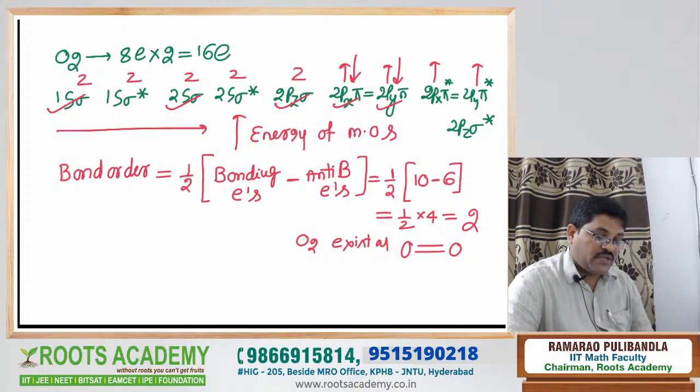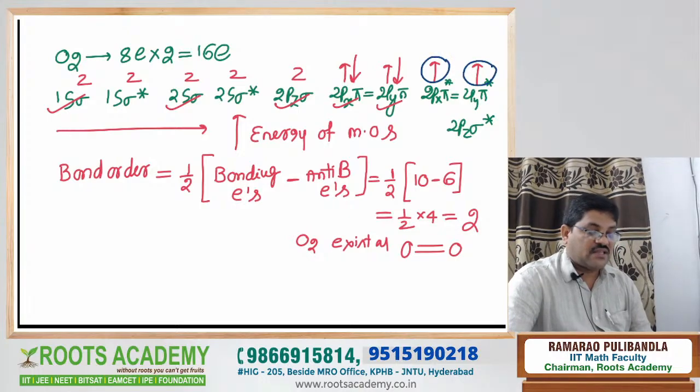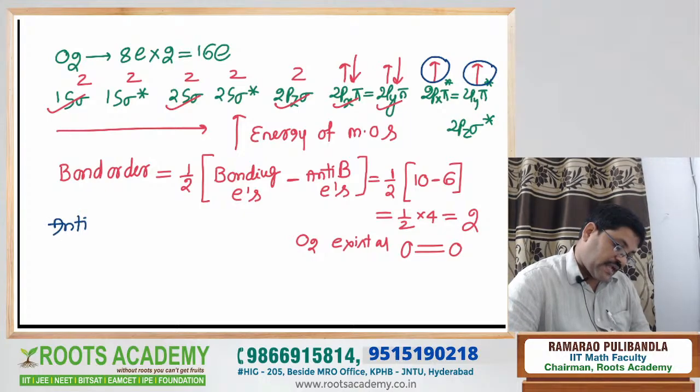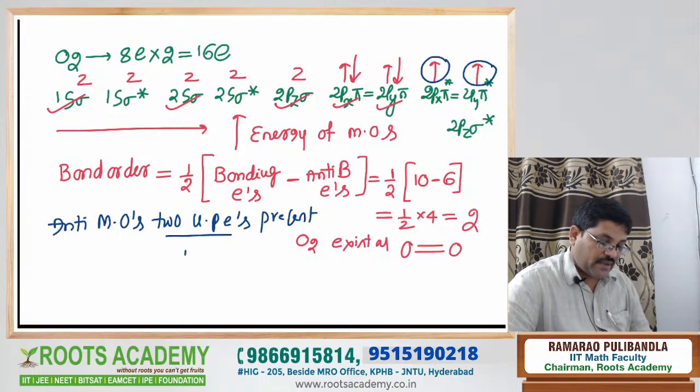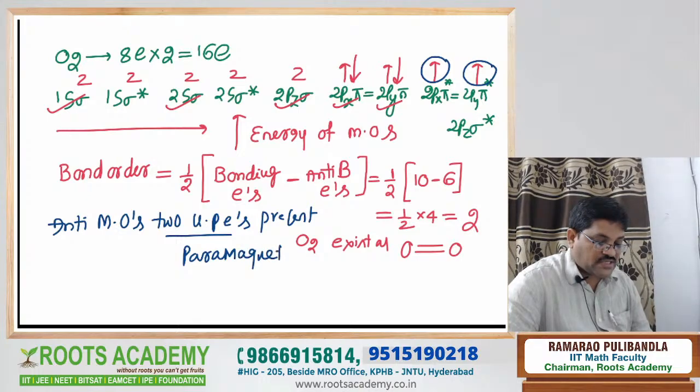Now see, the 2px pi star anti-bonding and the 2py pi star anti-bonding each have a single unpaired electron. So in the anti-bonding molecular orbital, 2 unpaired electrons are present. Because of the 2 unpaired electrons, it is paramagnetic in nature, one of the excellent points. Therefore, the O2 gas is paramagnetic in nature.